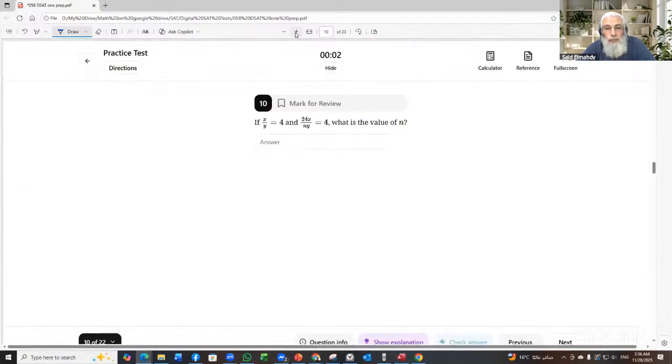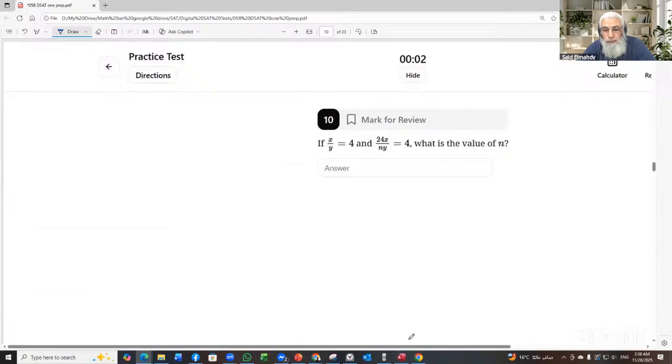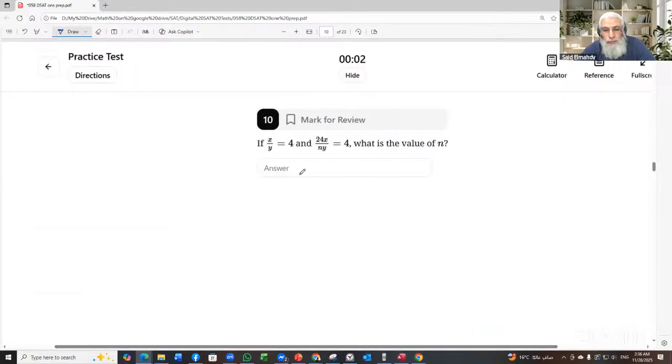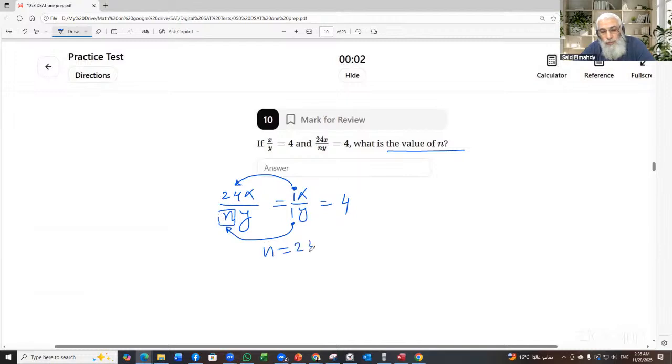If x over y equals 4 and 24x over ny equals 4, what is the value of n? x over y equals 4, and 24x divided by ny. So we multiply 1 times 24. So n is equal to 24. The answer is 24.